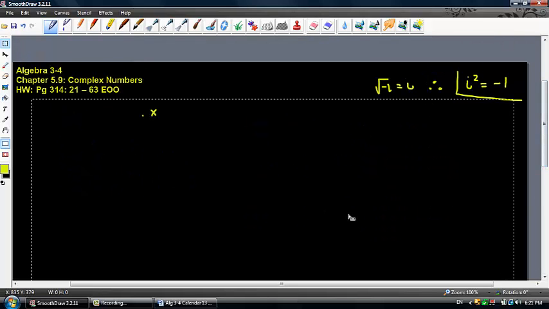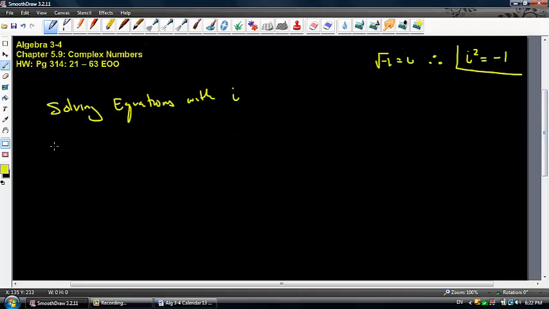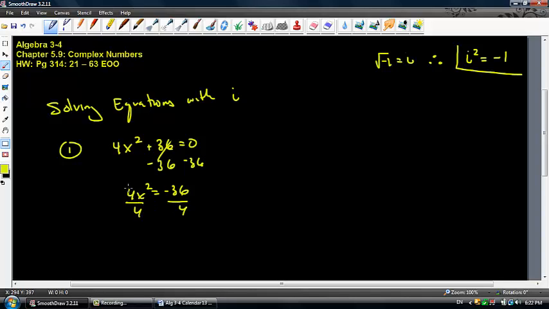All right, so that's how you do simplifying i when it's being raised to a really crazy kind of power. Solving equations with i would look kind of like this. 4x squared plus 36 equals 0. You can solve it one of two ways. You can either try and factor this thing, or you can just go ahead and subtract 36 from both sides. So I got 4x squared equals negative 36. Divide by 4. x squared equals negative 9. Take the square root, and x equals plus or minus, remember, taking the square root of a negative number, 3i.